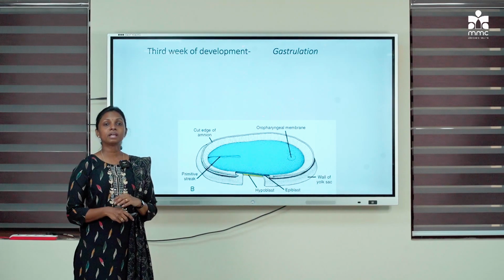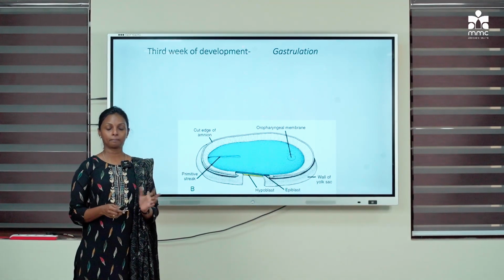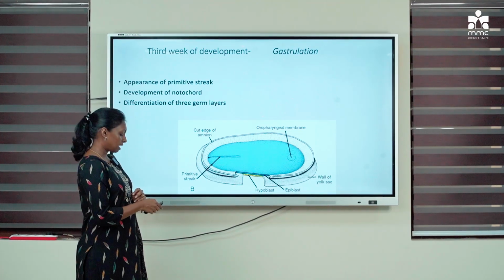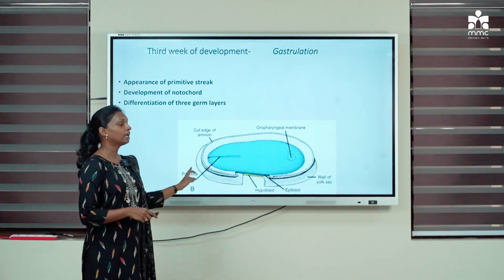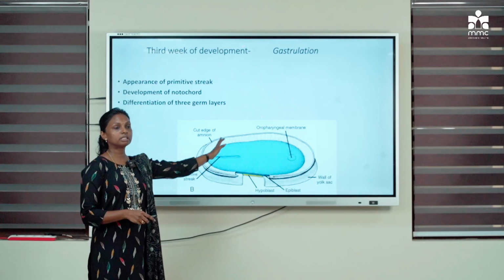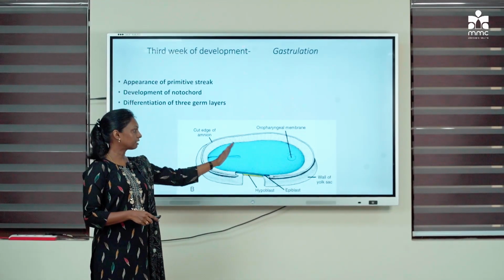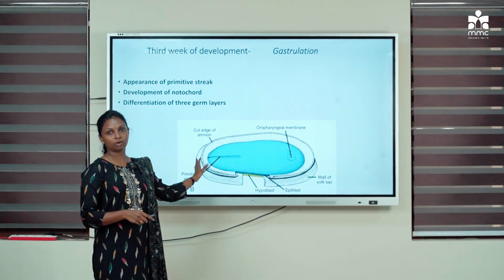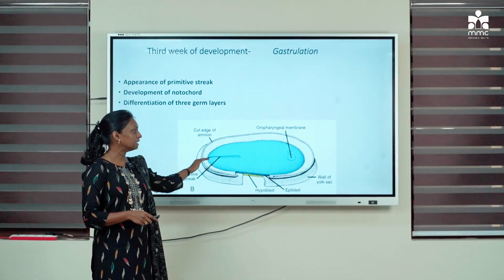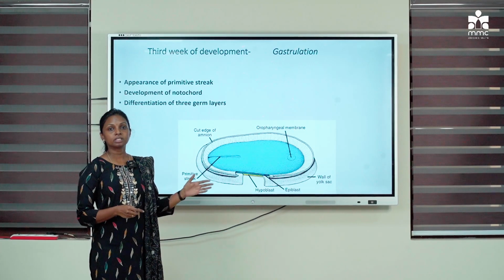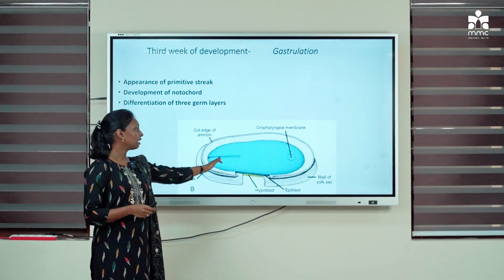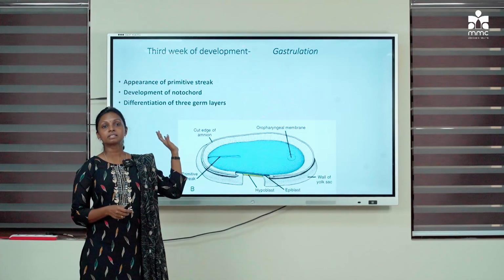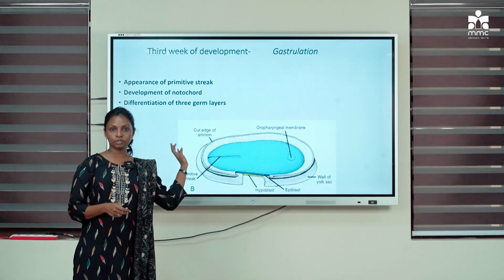Where does this primitive streak develop? It develops at the caudal end of the embryonic disc. What you are seeing here is the embryonic disc. There is a cranial end and a caudal end. At the caudal end of the embryonic disc, you are going to see a linear narrow groove which is called the primitive streak. This happens in the third week of intrauterine life.